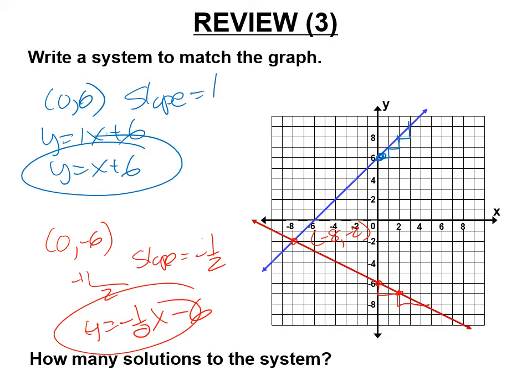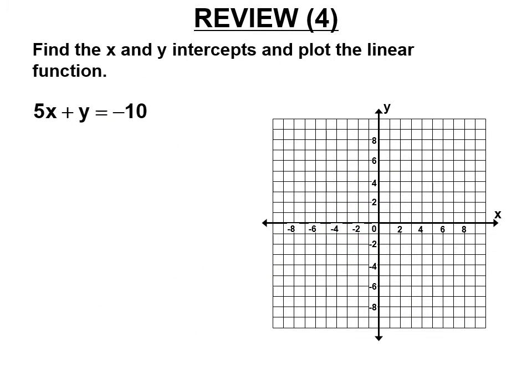How many solutions to the system? There is one. All right, so find the x and y intercepts and plot the linear function, okay? So I'm going to find the y-intercept first because I'm consistent. That means the x is 0. So y equals -10. The y-intercept is (0, -10).